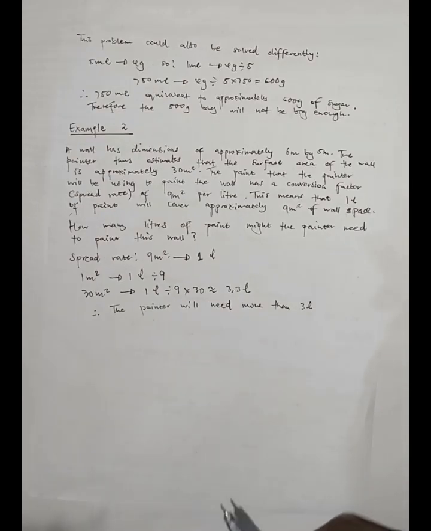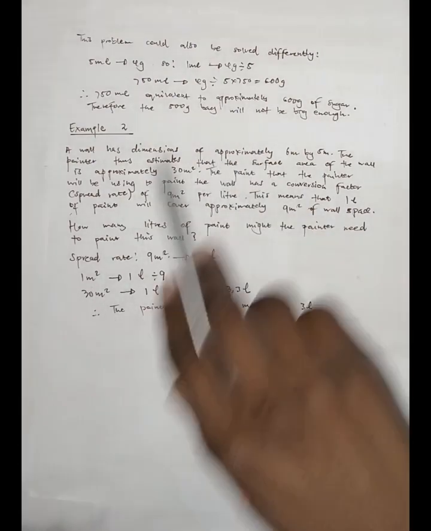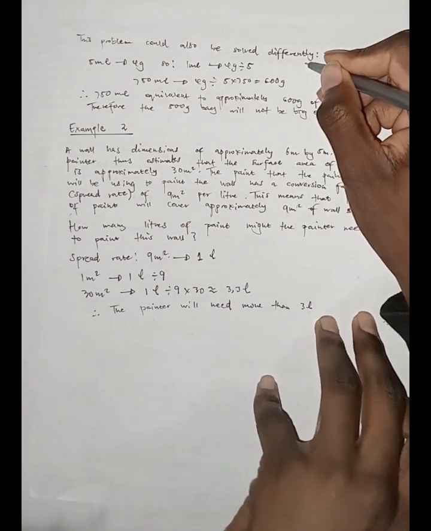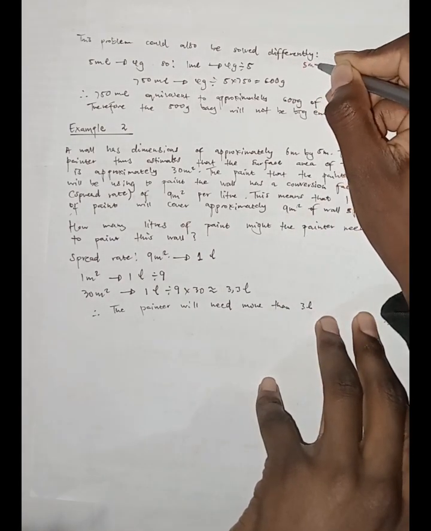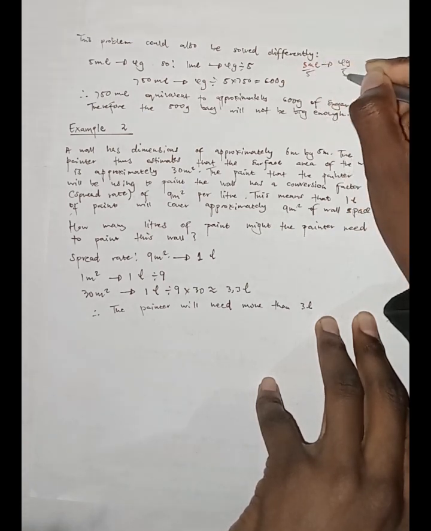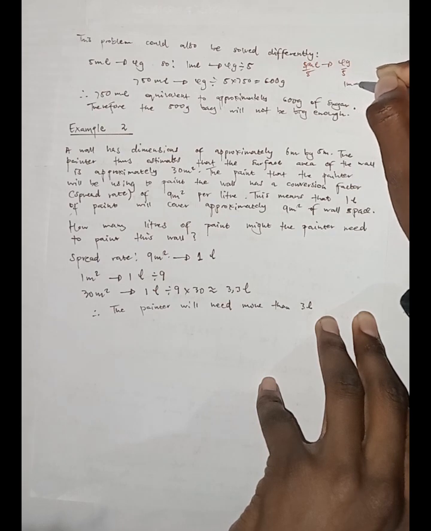Note that this problem could also be solved differently. It could be solved like this. 5 milliliters is equal to approximately 4 grams. So 1 milliliter is equal to approximately 4/5 grams. Again, this is what you do: 5 milliliters is equal to approximately 4 grams. You divide by 5 on both sides. Then 1 milliliter is equal to 4/5, which is also equal to 4 divided by 5.